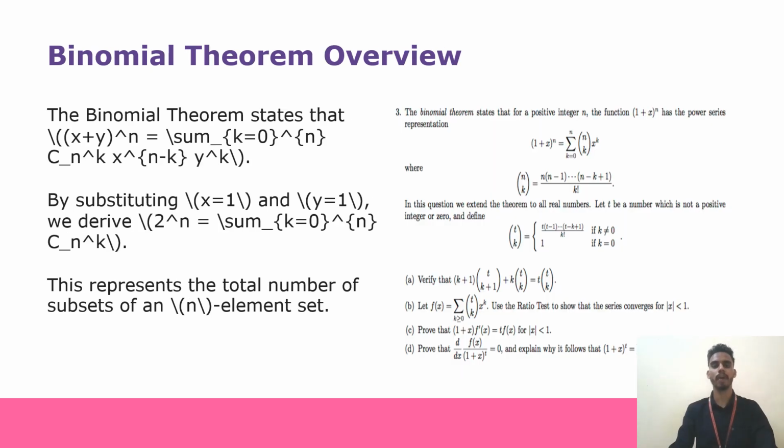In this slide, we can see the binomial theorem overview. The binomial theorem states that (x plus y) whole power n equals the sum of k equals 0 to n of C(n,k) x power n minus k y power k. By substituting x equals 1 and y equals 1, we derive 2 power n equals the sum of k equals 0 to n of C(n,k). This represents the total number of subsets of an n element set.